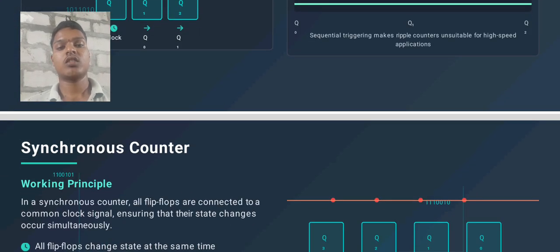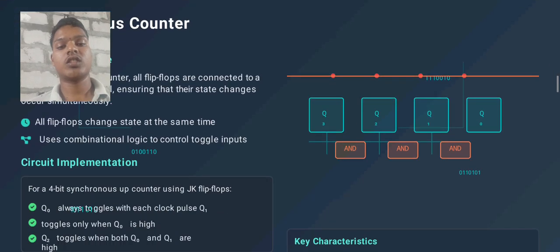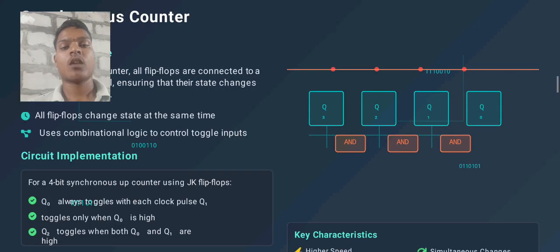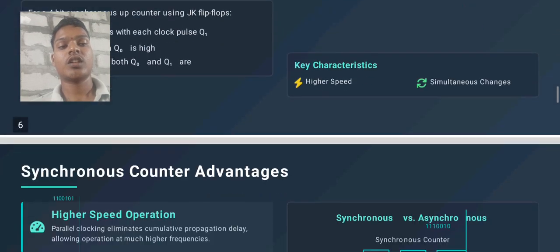Synchronous counters. Working principle: in a synchronous counter, all flip-flops are connected to the common clock signal, ensuring that their state changes occur simultaneously. All flip-flops change state at the same time. Uses combinational logic to control toggle inputs. Circuit implementation: for a 4-bit synchronous up counter using JK flip-flops, Q0 always toggles with each clock pulse. Q1 toggles only when Q0 is high. Q2 toggles when both Q0 and Q1 are high.